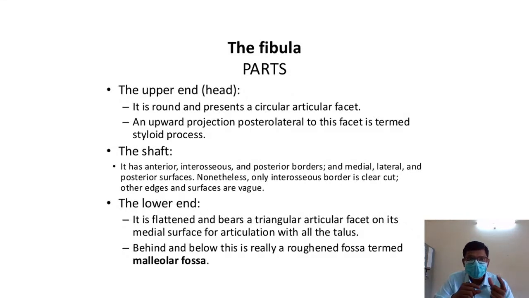The lower end of this fibula is flattened when compared to the upper end. See, the upper end is rounded while the lower end is flattened and bears a triangular facet on its medial surface, which is useful for the articulation with the talus. Behind and below this there is a roughened fossa, called the malleolar fossa.